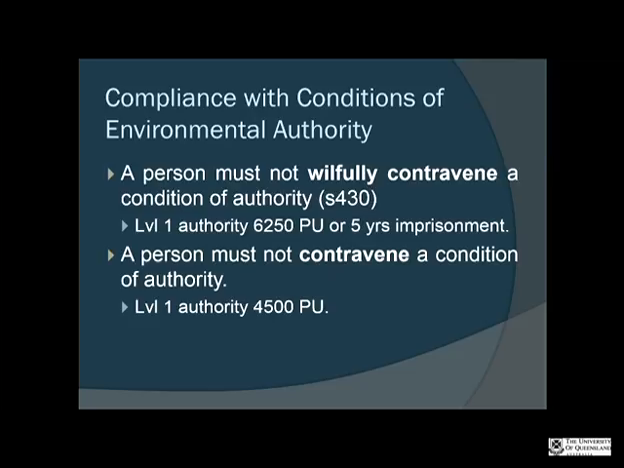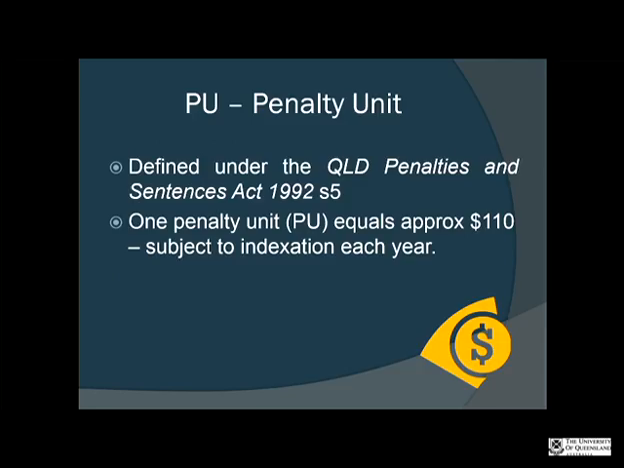It's unlawful to fail to comply with a condition of an environmental authority. So if you willfully contravene a condition of authority, then you can face 5 years imprisonment. And if you just contravene it, you're looking at 4,500 penalty units. What's a penalty unit? It used to be a set figure. Now it's subject to indexation every year, but it's about $110. So it's around about $110 per penalty unit.